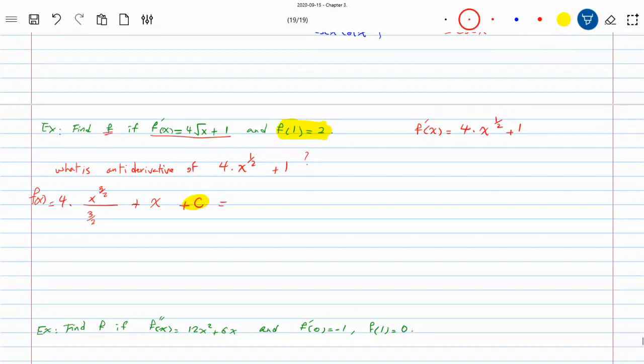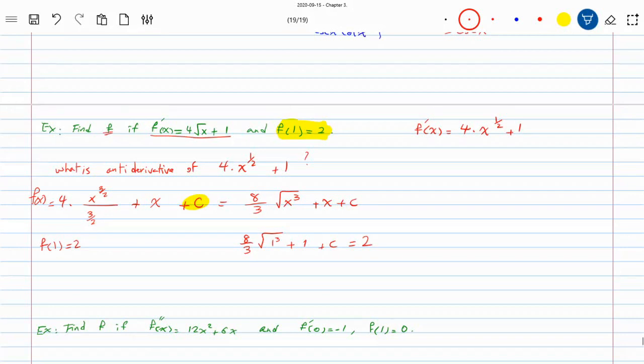First, let me simplify this function. You can multiply 2/3 to both numerator and denominator, and simplify this as 8/3 times x to the power 3/2, which is the square root of x cubed, plus x plus c. This is the simplified version of f. Since we know f of 1 is given as 2, that means if you replace x with 1 in the function, you expect to get 2. So I should have 8/3 times 1 cubed plus 1 plus c. This summation must end up to be 2, because replacing 1 for the x should give you a y value of 2.